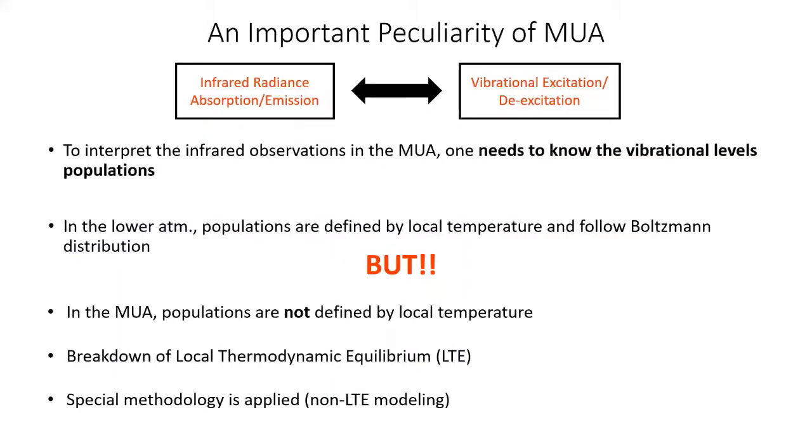So the interpretation of infrared observations requires proper modeling of the vibrational levels of trace gases. In the lower atmosphere, vibrational populations are defined by local temperature and follow the Boltzmann distribution. But in the middle and upper atmosphere, vibrational populations are not defined by local temperature anymore. Instead, we have a breakdown of local thermodynamic equilibrium, and a special methodology is applied called nonLTE modeling.